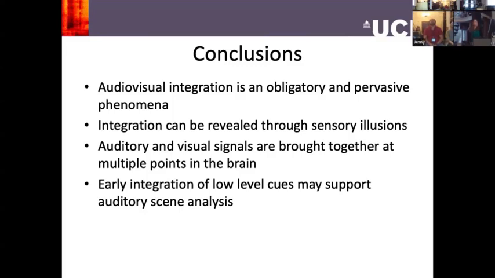There are multiple points in the brain where auditory and visual signals converge, and I think it's sensible to imagine that depending on the point at which they are brought together, there might be different roles for integration. And certainly something that we try and argue at the moment in the lab is that one of the roles for these really early integration of sensory cues, particularly for hearing, might be to support this challenge of separating out sounds in a mixture.